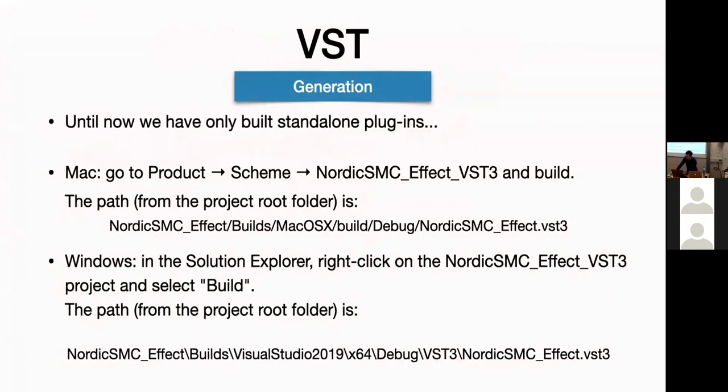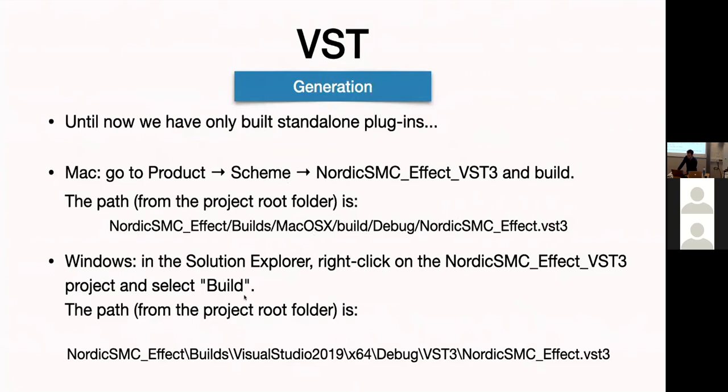And I can also go through that on the screen, but just try this first, where in Mac you already know this product to scheme, and then instead of the standalone plugin, you select the VST3 instead, and then you build it. And then the VST will appear in this path, which is in your root folder of the project, build, Mac OS X, etc., until you find this VST3.